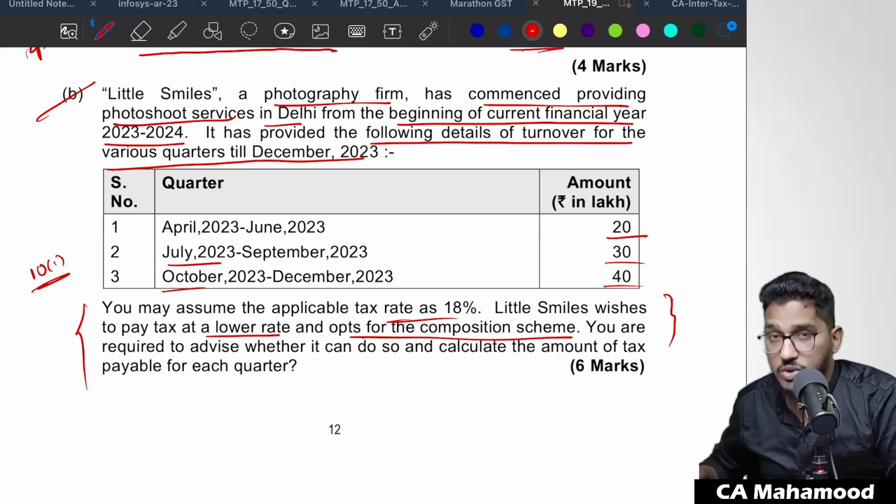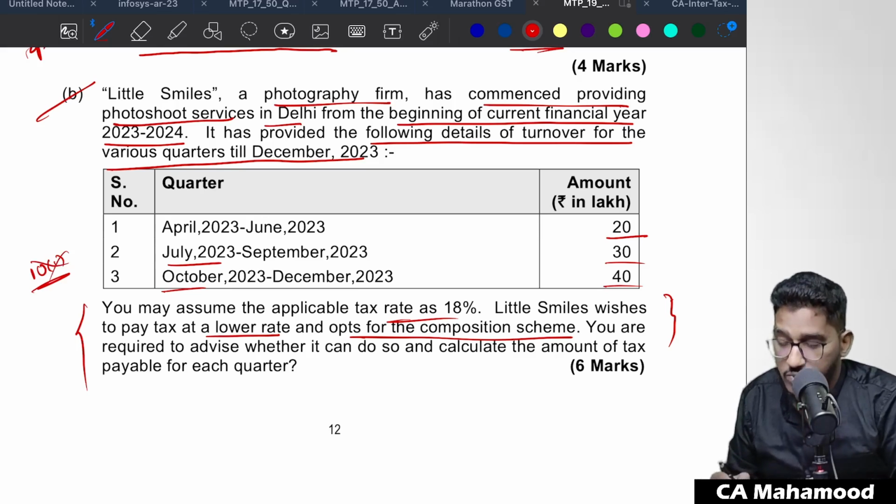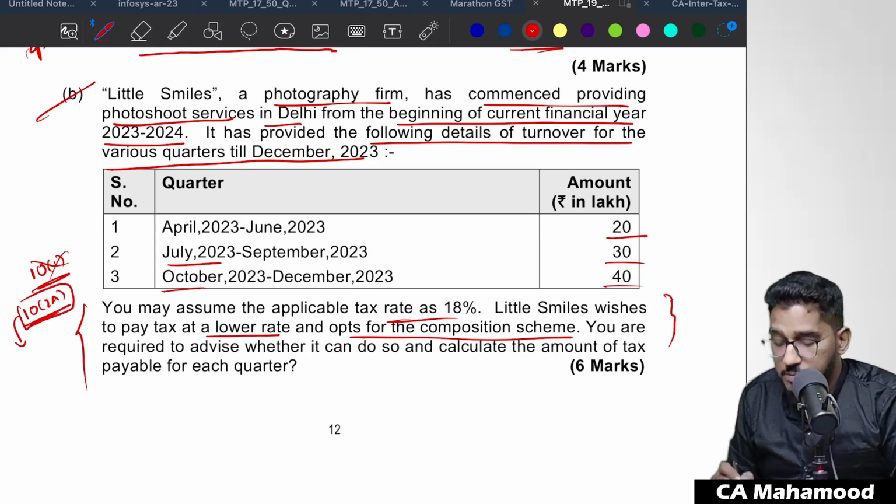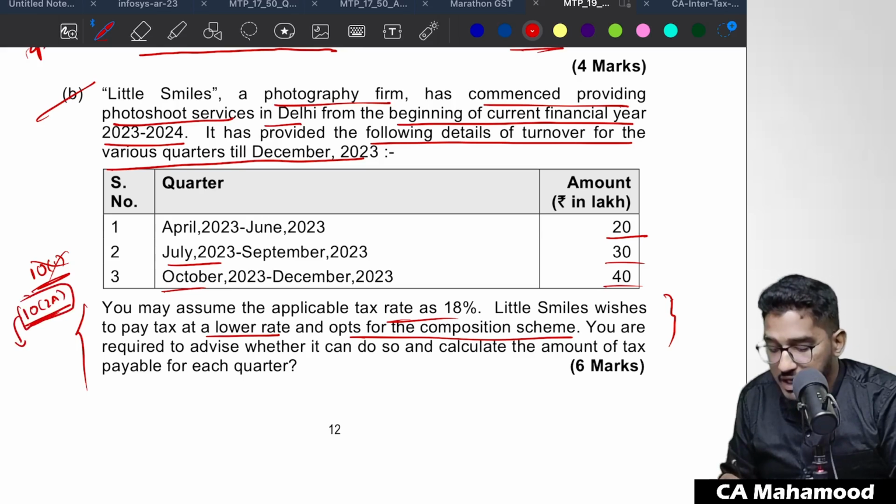So he will not be able to avail the composition scheme under 10 subsection 1, but he can avail the composition scheme under 10 subsection 2A, which says that the person who is engaged in the supply of services can avail the composition scheme under 10 subsection 2A and can opt to pay the tax at the rate of 6%, 3% CGST, 3% SGST.